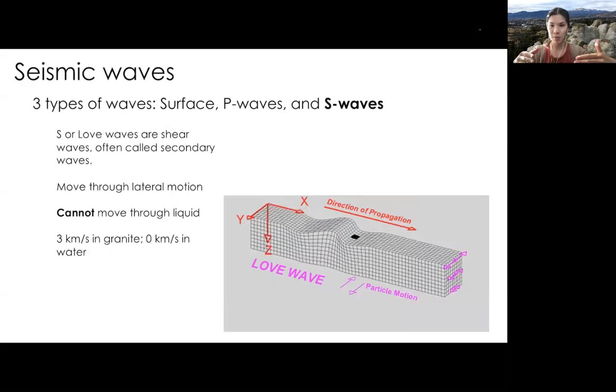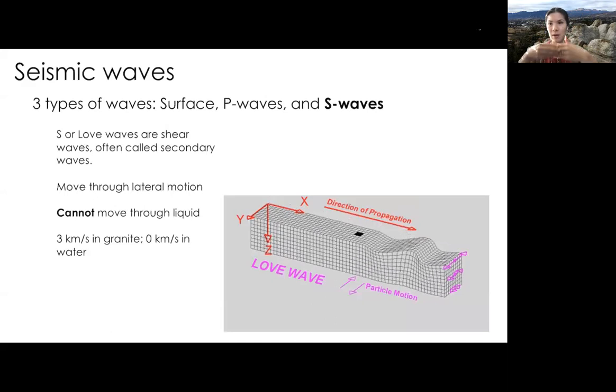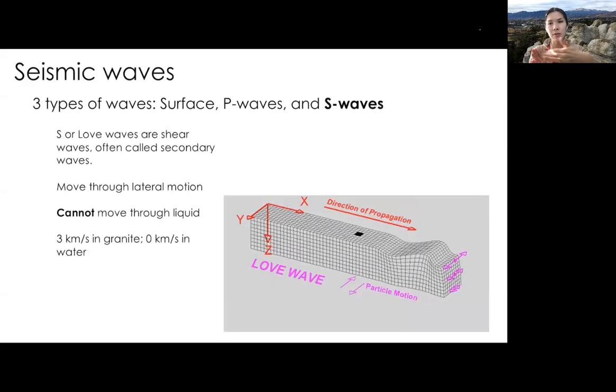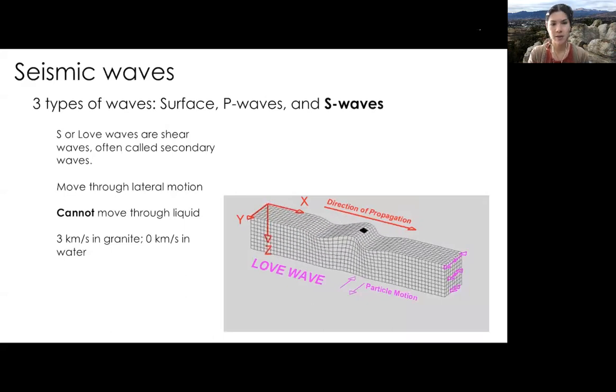If you just focus on the top part, you can see those particles moving back and forth relative to each other. Because they really rely on this back and forth movement, they cannot move through liquid. So you cannot actually recreate this type of wave in a liquid. It's just going to dissipate out. And they travel a lot slower through hard rock as well, at speeds of about 3 kilometers per second in granite, and of course 0 kilometers per second in water. This unique property of S waves is going to be really important because we can identify areas that are liquid if P waves travel through them, but S waves don't.